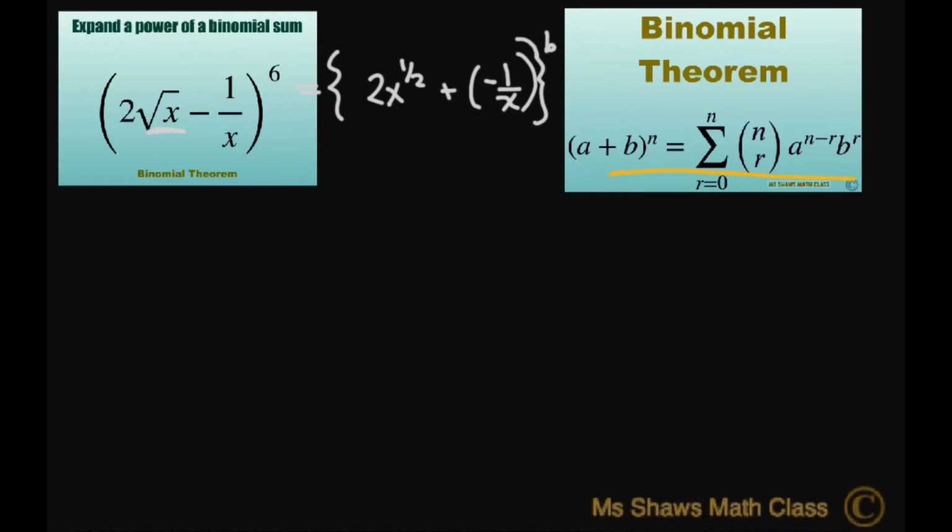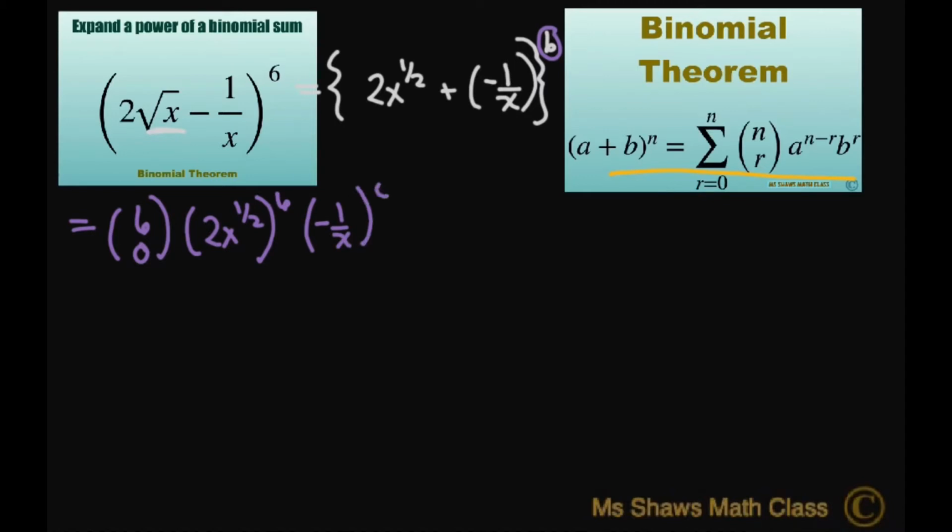When we expand this, we start with the 6, and you do 6 choose 0, then you write the first term to the power of 6, and the second term, copy that down, negative 1 divided by x to the power of 0. So these two powers should add up to 6, and the sooner we can see the pattern here, the better.